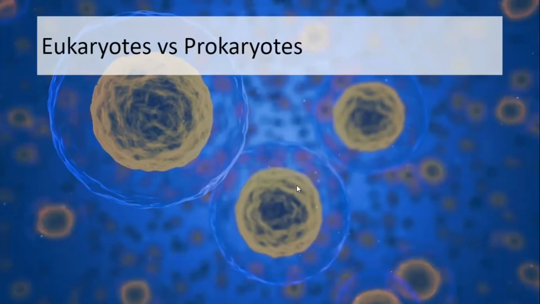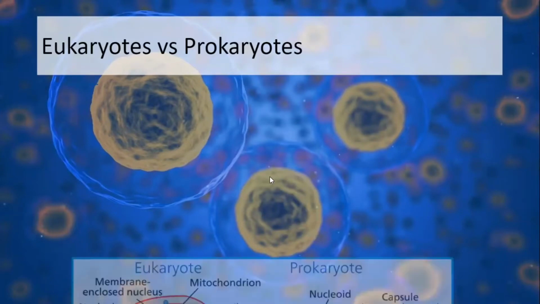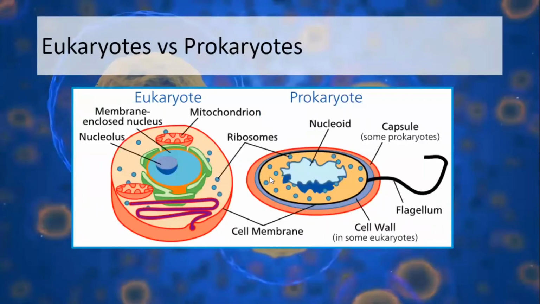All living things are made up of cells. Cells can either be eukaryotic or prokaryotic. Eukaryotic cells are complex and include all animal and plant cells. Prokaryotic cells are smaller and simpler. Eukaryotes are organisms made from eukaryotic cells. A prokaryote is a prokaryotic cell.